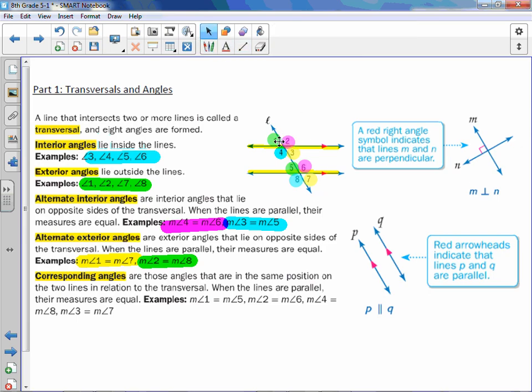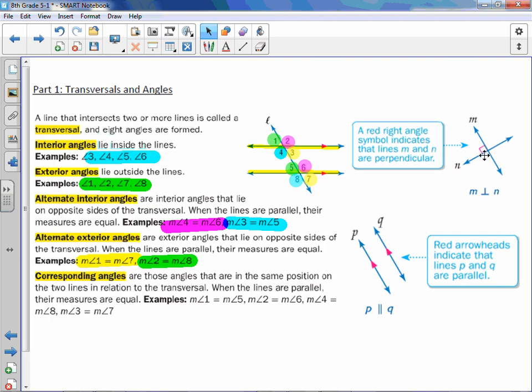Note that they're in the same position of the intersection. So if I'm looking at just this top intersection, these 4 angles, angle 1 is in the top left, and so is angle 5. Angle 2 is in the top right, and so is angle 6. 4 is in the bottom left, so is 8. 3 is in the bottom right, so is 7. They're corresponding.